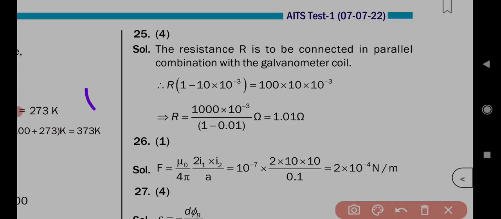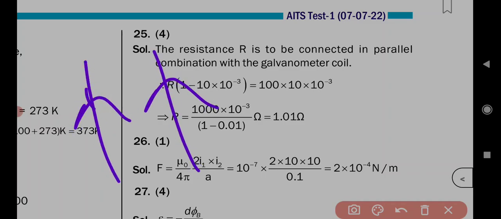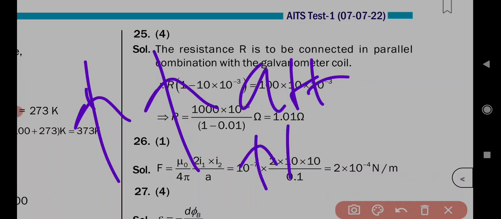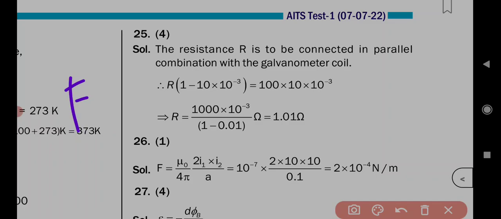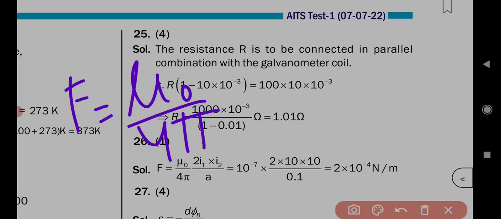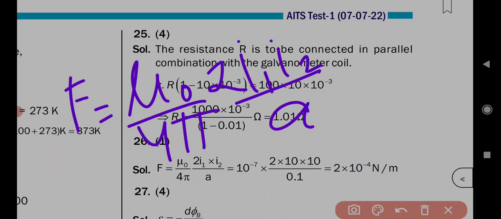If the current is in the same direction, then they are attractive, attracting each other. When they are in opposite directions, one up and one down, that is repulsion. So what is the formula, guys? Remember this formula, very important: F is equal to mu naught by 4 pi into 2 I1 I2 by a, where a is the distance between them.